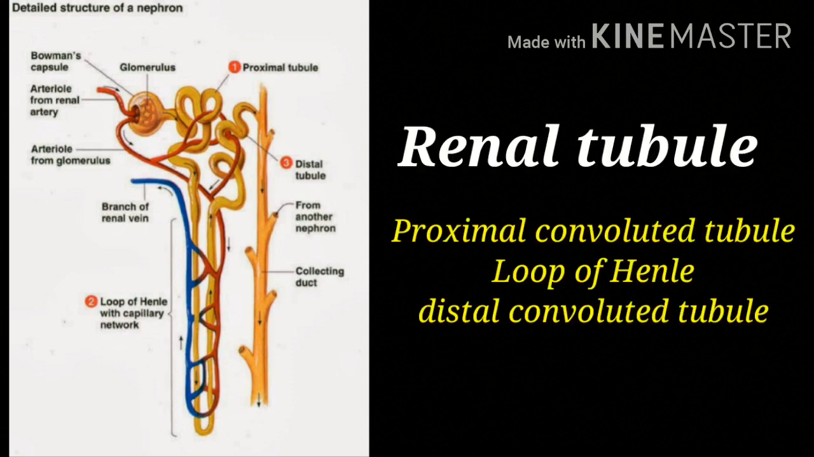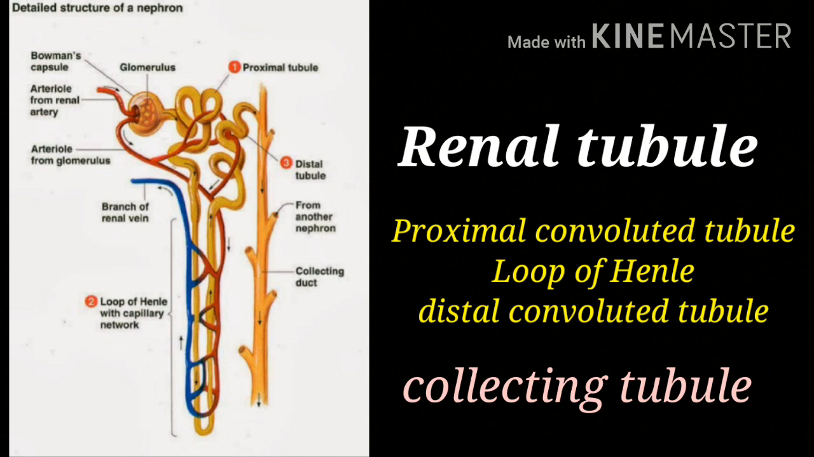The renal tubule consists of three regions. What are they? Proximal convoluted tubule, U-shaped loop of Henle, and distal convoluted tubule. The distal convoluted tubule opens into the collecting tubule. From the collecting tubule, the nitrogenous waste is drained into the renal pelvis, which leads to the ureters and is stored in the urinary bladder. Urine is expelled out through the urethra.